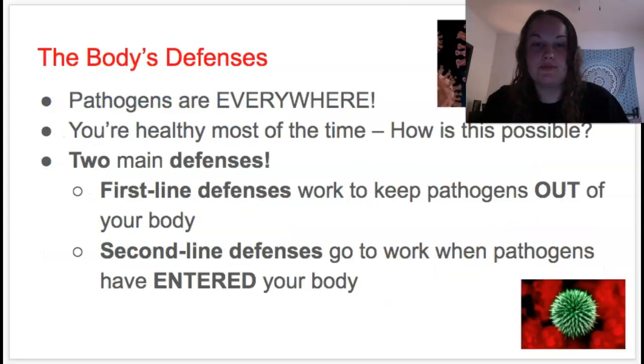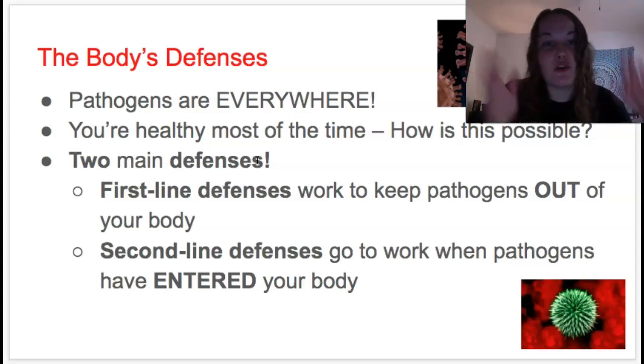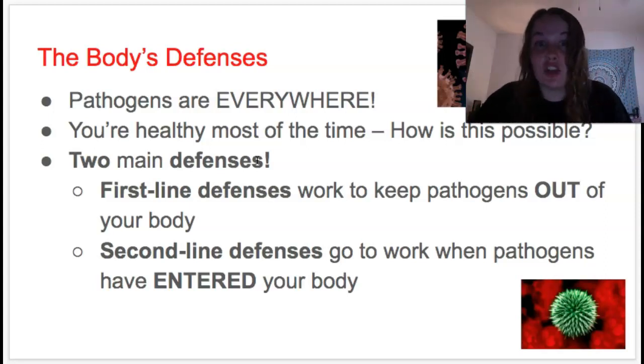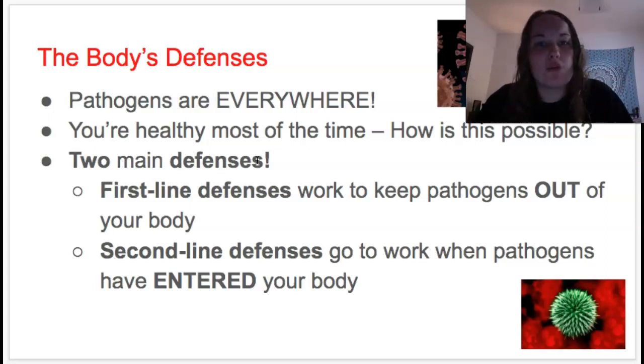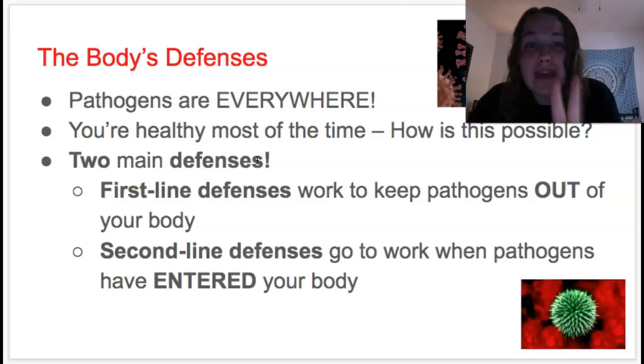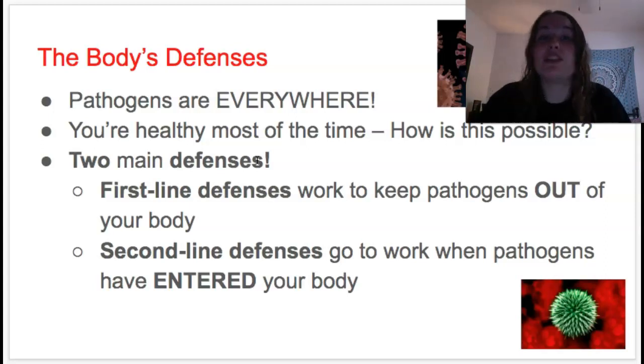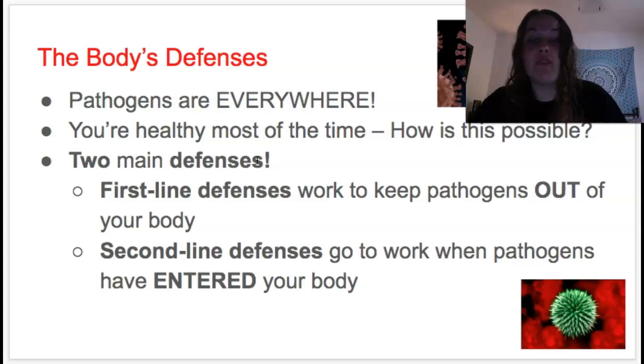So, the body's defenses. Pathogens are everywhere. You've probably heard me say it, maybe Miss Leonard, maybe Mrs. Cryer, maybe your parents, but pathogens, germs, they're everywhere. And you want to know what? You're healthy probably most of the time. So how is this possible? You have 2 main defenses in your body that protect you against getting diseases that pathogens carry. So we have 2 main defenses.